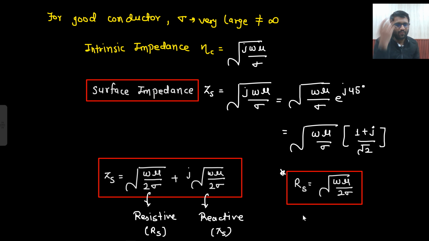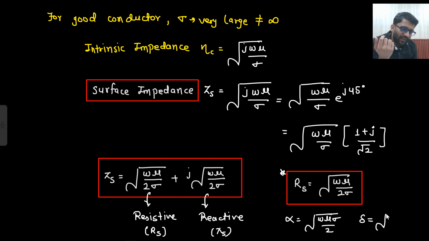And there are other formulas as well, like what is the formula of alpha? If you remember, under root omega mu sigma by 2. And what is your skin depth? That is under root 2 upon omega mu sigma. So actually you can relate both of them. If you multiply Rs into skin depth, omega mu and omega mu get cancelled, under root 2 and under root 2 get cancelled, and so we are getting 1 upon sigma.